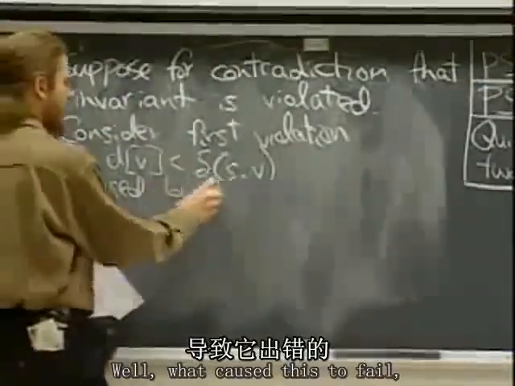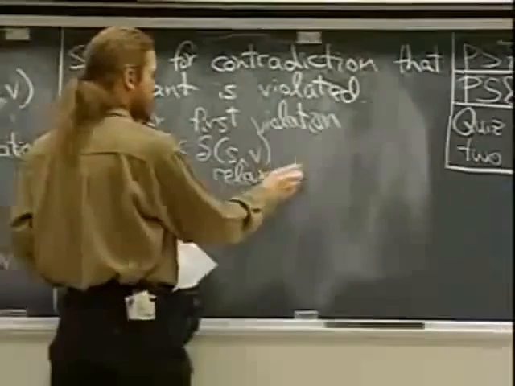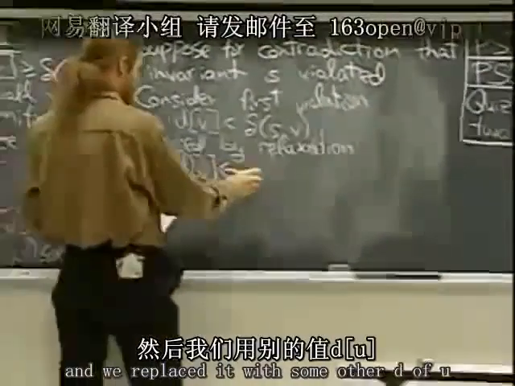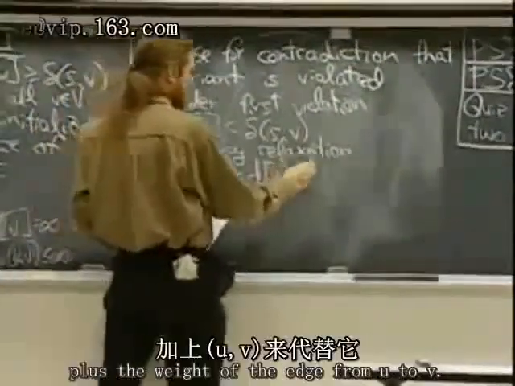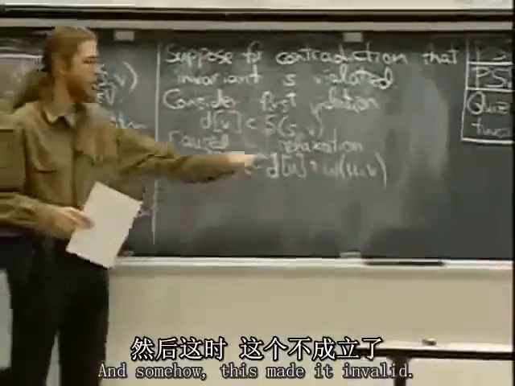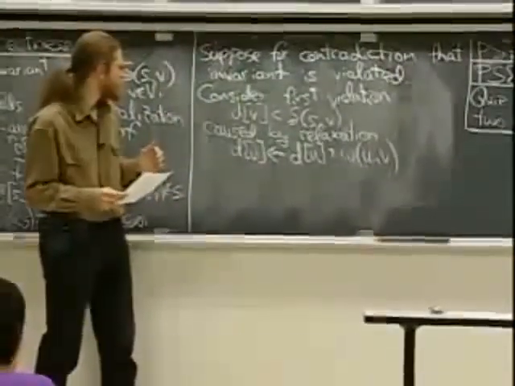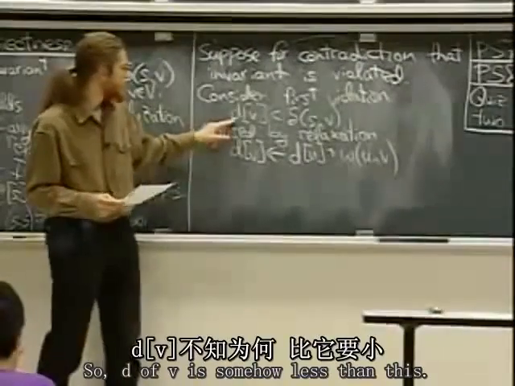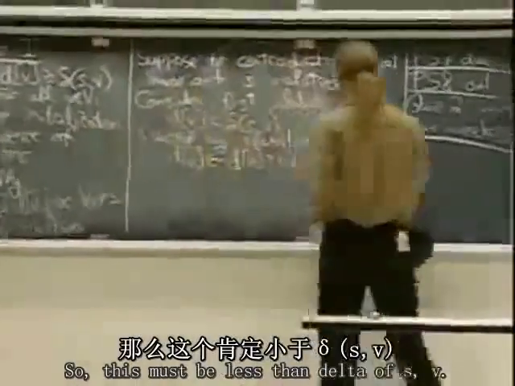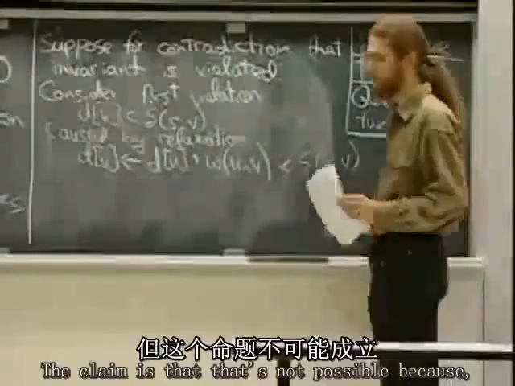What caused this invariant to be violated is some relaxation on d of v. We had some d of v, and we replaced it with d of u plus the weight of the edge from u to v. And somehow this made it invalid. So d of v is now somehow less than this. We just set d of v to this, so this must be less than delta of s comma v. The claim is that that's not possible.